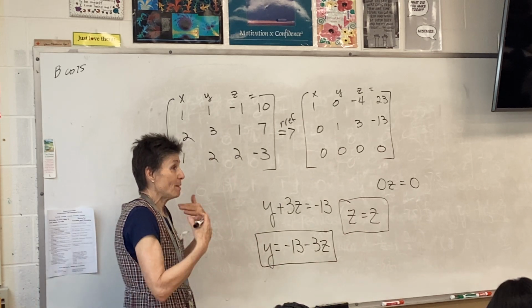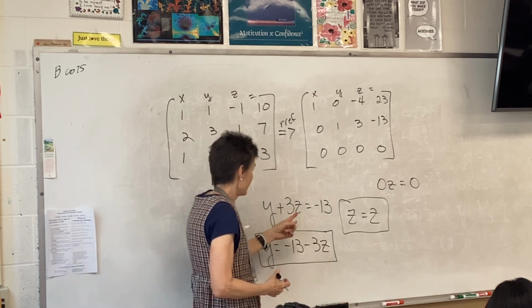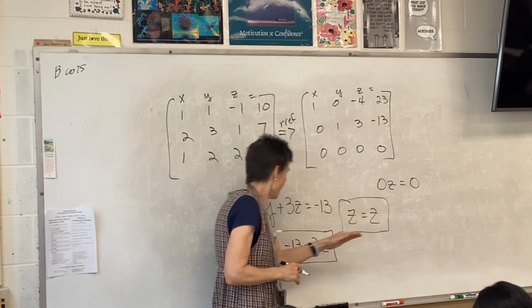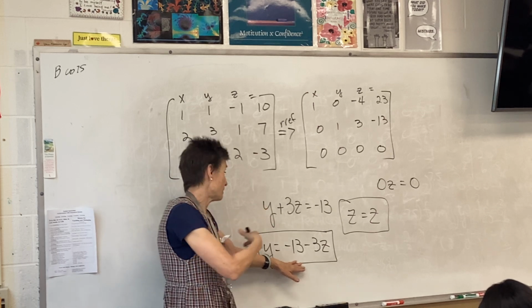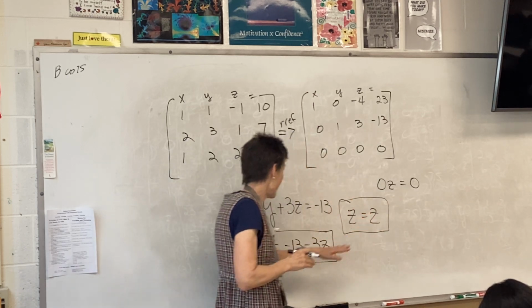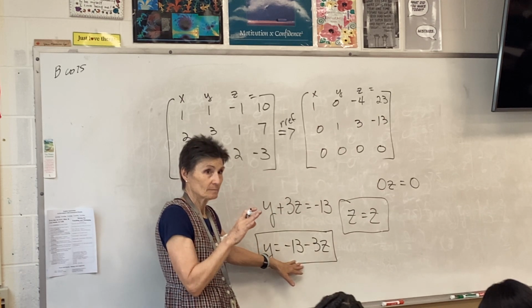So if we picked a number, like, said, okay, z can be anything, let's let z be 1, then could we find a y? Yeah. Yeah, and it would be negative 16. Okay, but if we pick z equals 2, then we would get a different y. Are you with me? Okay.